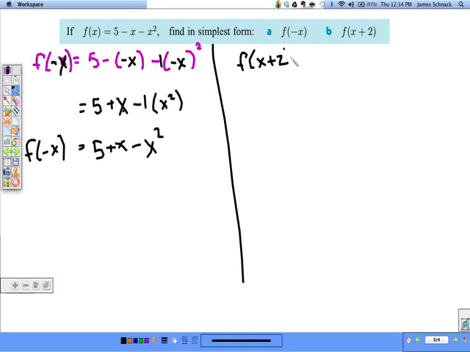F of x plus 2. Again, guys, why don't you try this one on your own without me? Then come back and see how you did. Here we are, 5 minus parentheses minus parentheses squared. And what goes in the parentheses? The x plus 2.